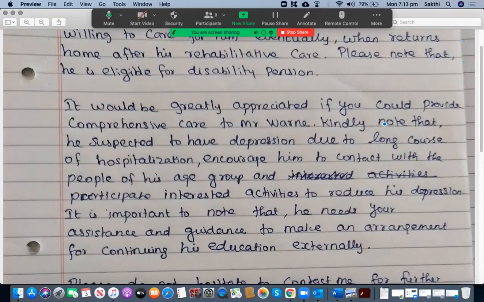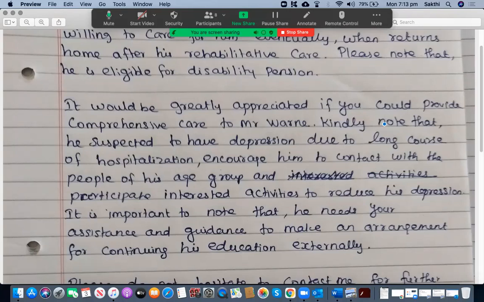The way we need to say it here is "please note that he is eligible for disability pension." Pausing after "that" is wrong. But what happens when we use a comma after "note"? We will say, "please note, he is eligible for disability pension." That is how we say it, so there is a pause after "note." If you use that, it is going to replace the comma.